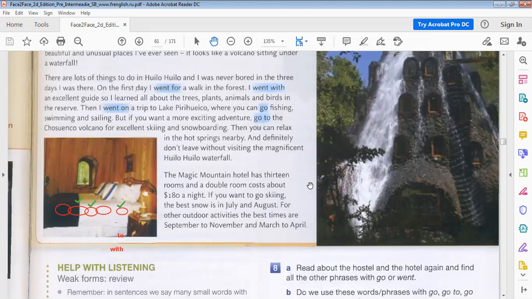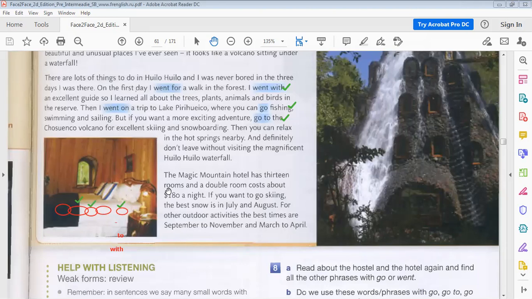Okay. So what do you think, Samiha? Go on. Okay, let me show you the ones we used. We can use go with an ING activity. We use go to for the places. We only have these two left. So which one is an activity in your opinion?